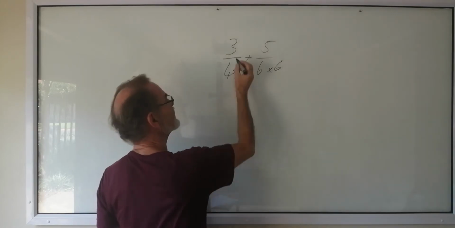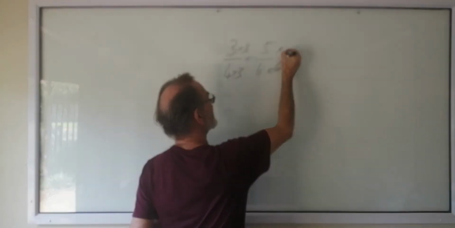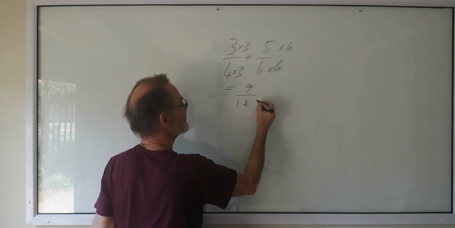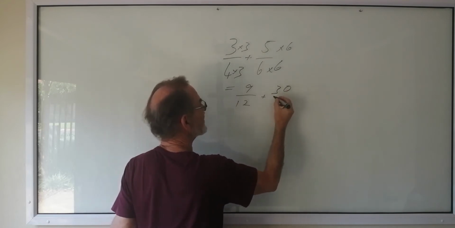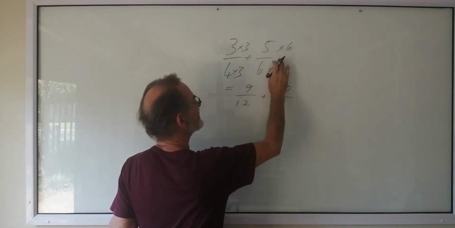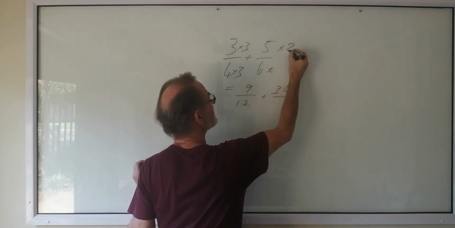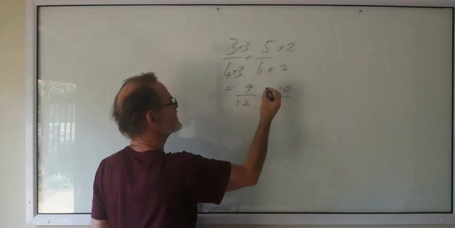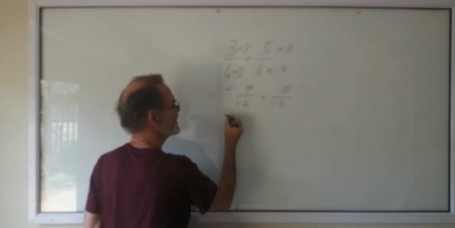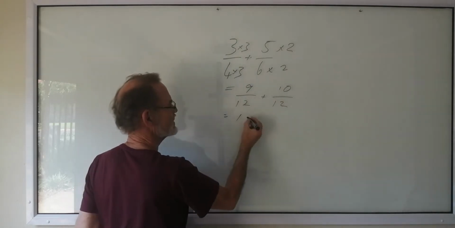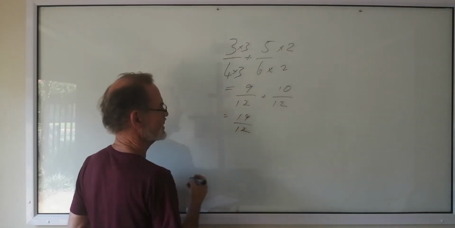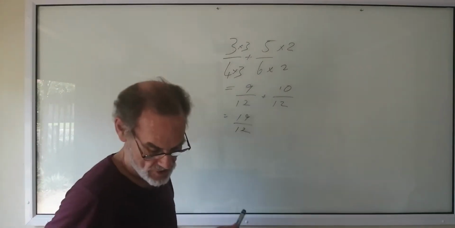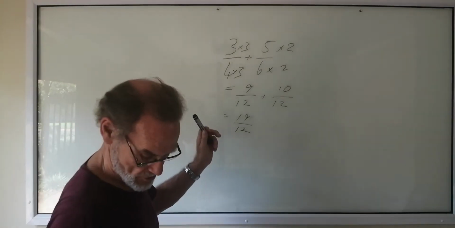But what we do at the bottom, we've got to do at the top, like that. And then this gives us 9 over 12 plus, sorry, this has got to be 2. This has got to be 10. 5 times 2 is 10 over 12. Okay? Now we can add them. This is 19 over 12 or 19/12. Very easy. And that is how we add fractions if we need to make the denominator the same.